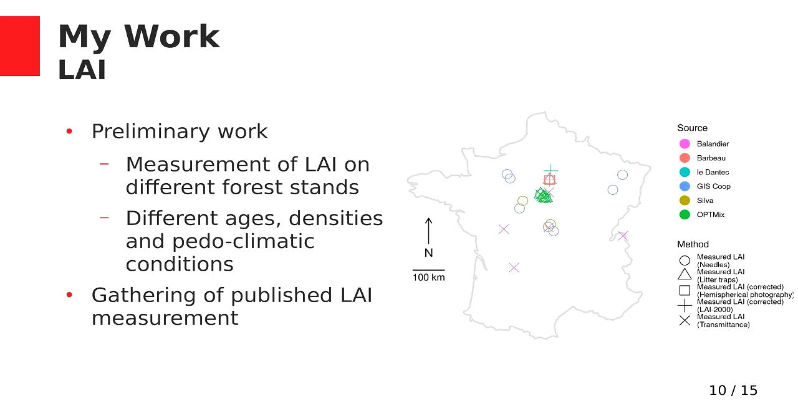To explore the LAI reaction to the change of stand density, we used data from literature and measured LAI on forest stands in the northern part of French metropolitan territory. These sites present variability in pedoclimatic conditions, stand age, and stand densities. You can see on this figure the geographical position of all the stands considered for this work on the LAI.